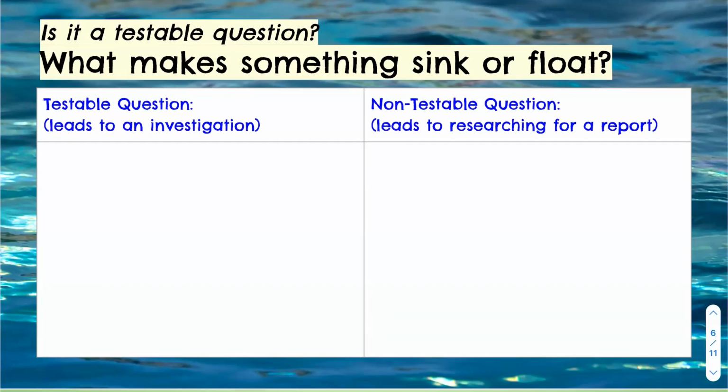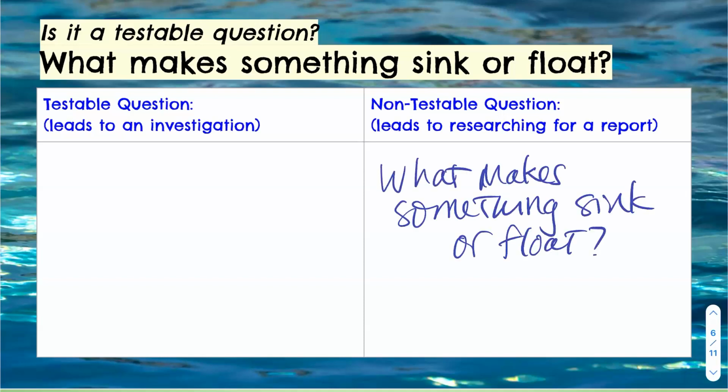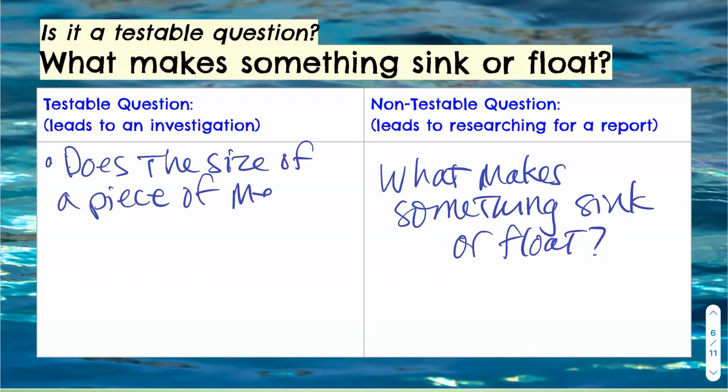What makes something sink or float? Testable or not? Is this something we could easily investigate, or does it lead to a bigger research type project? It's not very specific again, so this is not testable. But of course, we could tweak it to make it testable. Lots of options. How about, does the size of a piece of metal affect if something floats or not?